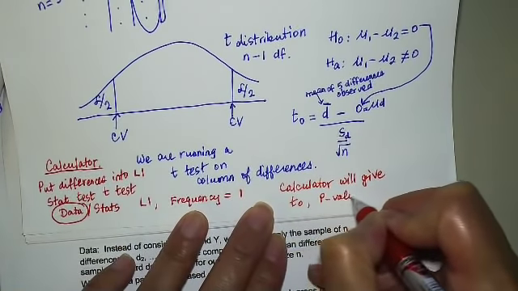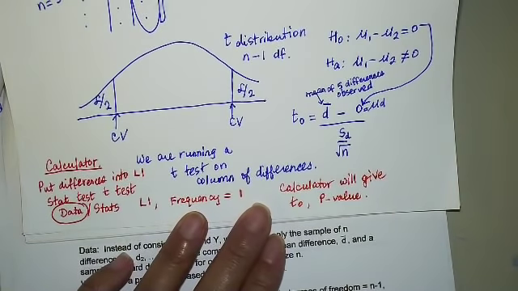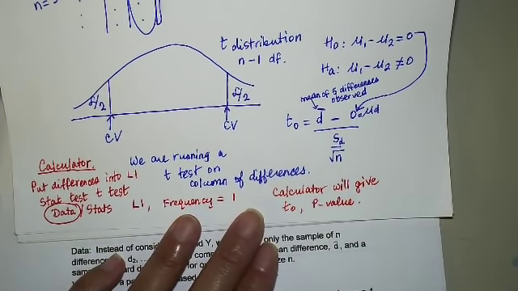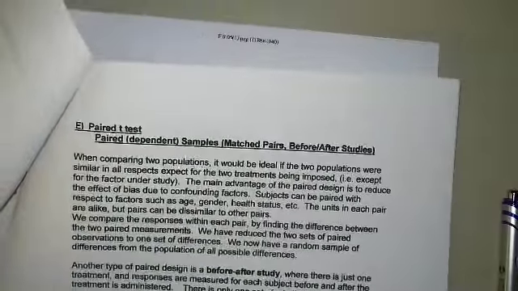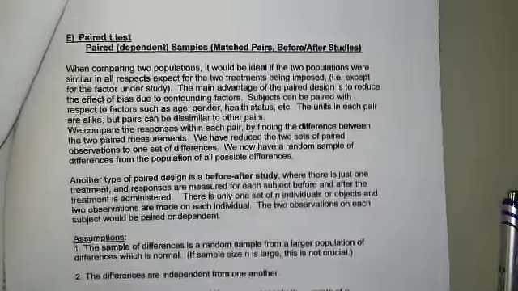Calculator will give the T0 and the p-value as usual. If it's a two-sided test, you can also do a confidence interval on this. And the same way, you would say stat test t interval. Data or stats? Data. What list? L1. What's the frequency? 1. Finished. Let's do a real problem, okay?